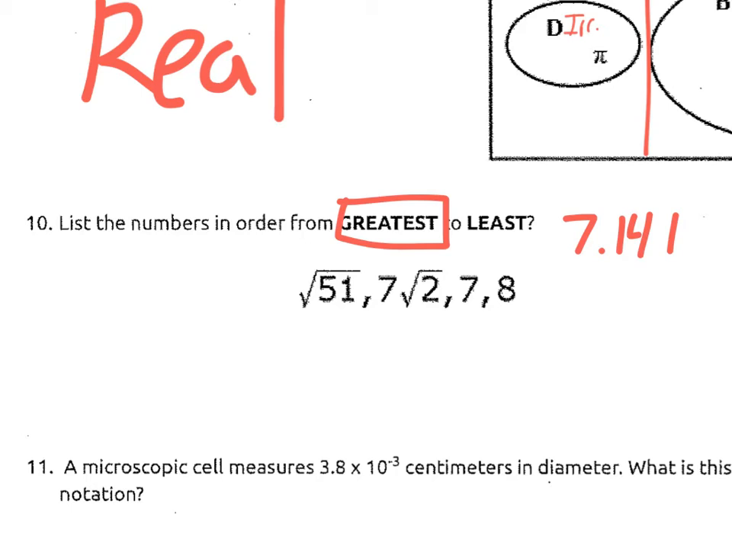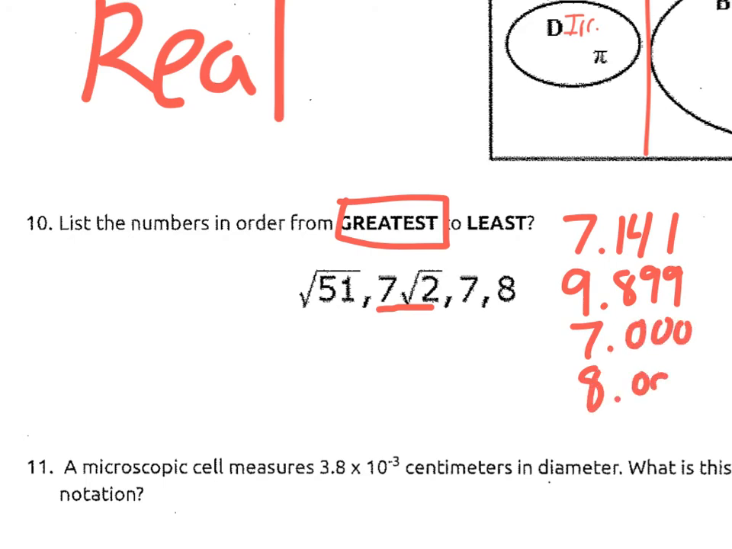Ooh, I don't know if we've talked about this yet. I'll have to bug Miss Finley. Make sure he mentions that to you guys. That is like 7 times the square root of 2. So I'm going to do square root of 2 first, and I get 1.41, which is funny. And now I'm going to do that times 7. So this comes out to 9.899. Then we have 7 and 8. I'm going to get some extra zeros on there.